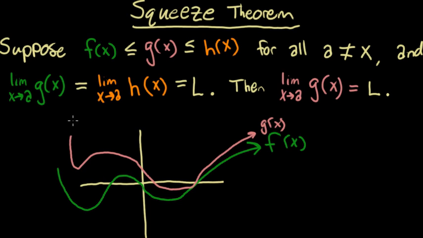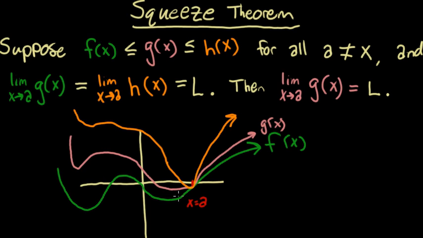And then let's go for our h of x line. So the h of x line has to be either above the g of x line or equal to it. So let's say it also meets at that point right there. And we'll call that point, let's see, x equals a. So this is the point that they're all approaching.